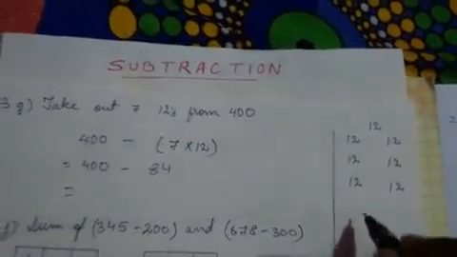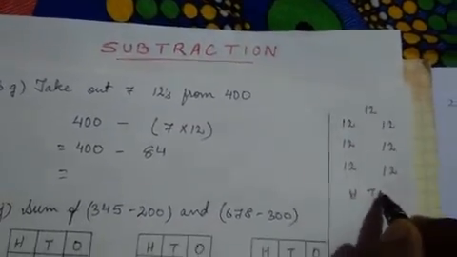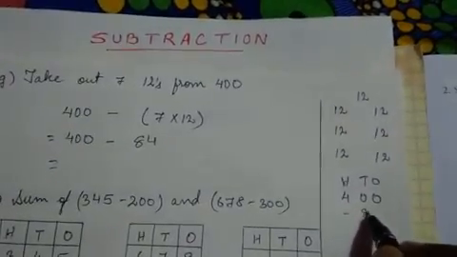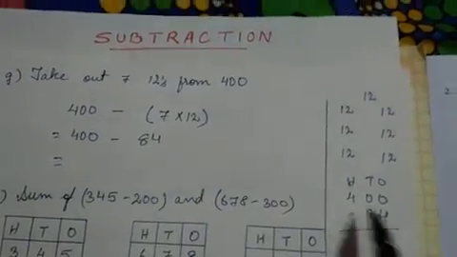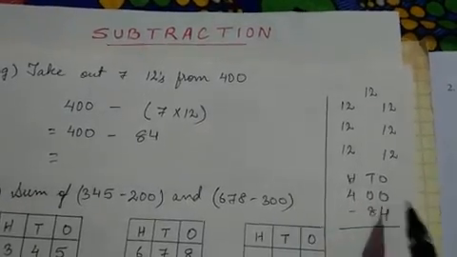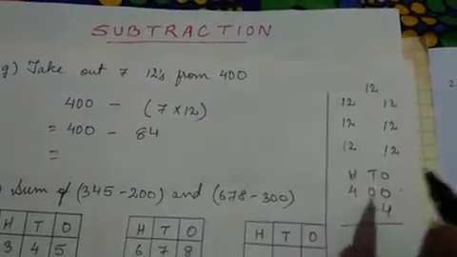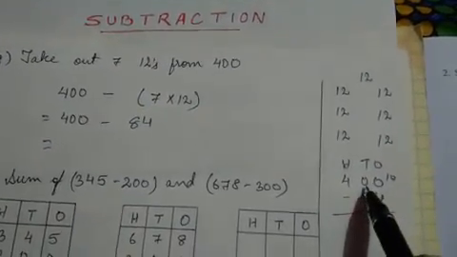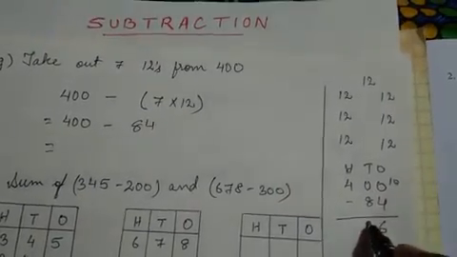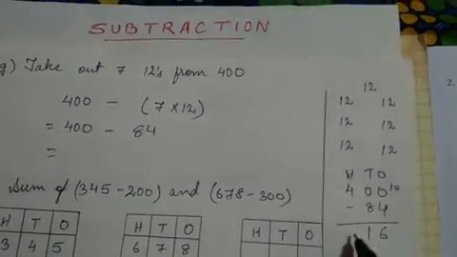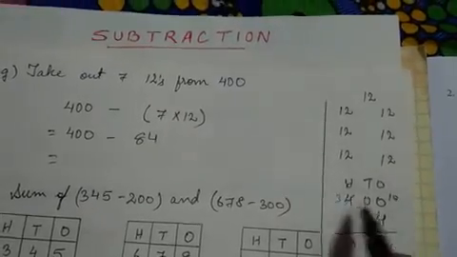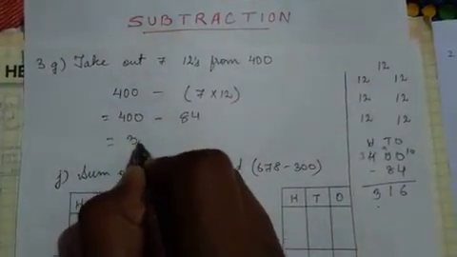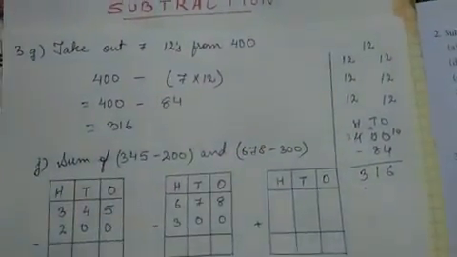Okay, now we need to subtract here the same way. In hundreds, tens, ones, this is 400 minus 84. Okay, so again we are carrying here, this has become 10. 10 minus 4 is 6. So this 0 has become 9. 9 minus 8 is 1. This has become 3. So our answer will be 316.